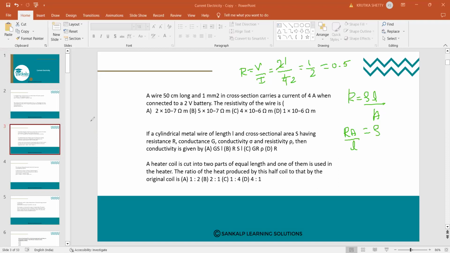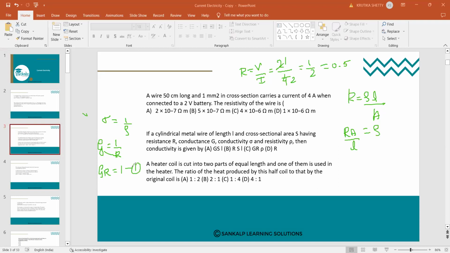That is conductivity sigma. So conductivity sigma is the reciprocal of resistivity. Next, we know resistance is the reciprocal of conductance. So here, G into R, what they are asking, then the conductivity is given by. So here G into R is equal to 1.